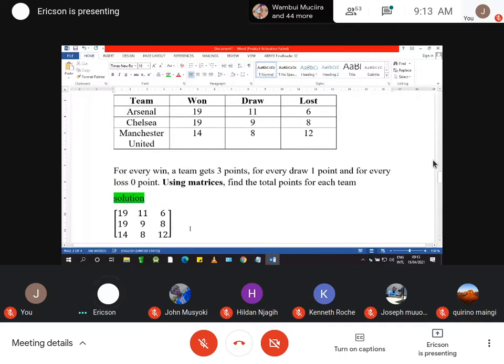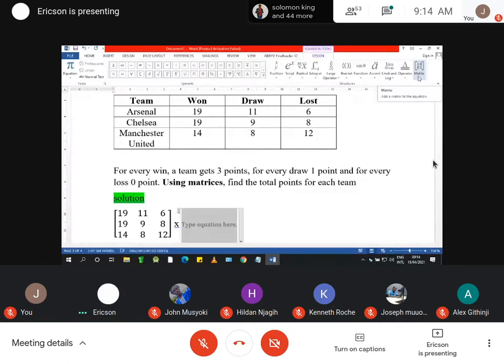From there, in calculating these points, from the question, we are required to multiply the number of matches won by the number of points which correspond to winning, the draw, and the number of losses. So here, we multiply this matrix of results by another matrix formed from the points. Here, the points are 3, 1, 0 in that order. We form another matrix, but this will be a column matrix.